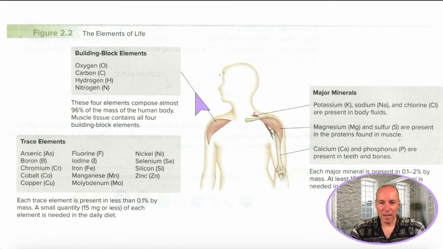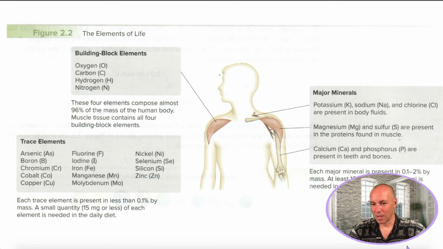Now, the remaining tiny percent of the human body is composed of trace elements. So here are a lot of trace elements: argon, arsenic, boron, etc. And these have different roles in biochemistry, and you need a much smaller quantity, 15 milligrams or less of each of these in your daily diet. So as long as you have a well-balanced diet, then you get everything that you need.